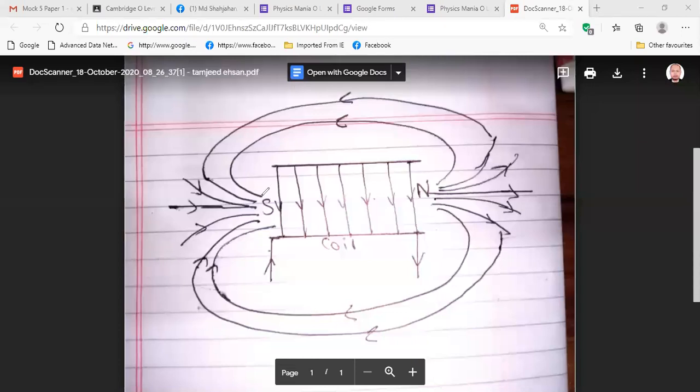Tamjid? Tamjid, keep your microphone on. Yeah? Tamjid? Hey, Tamjid. Tamjid. This way, Tamjid. Oh, disconnected completely.